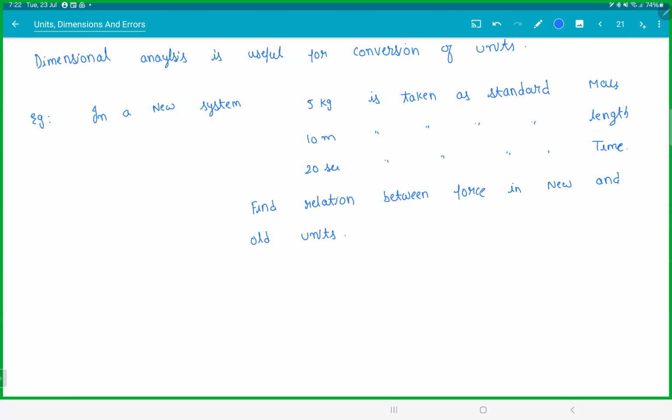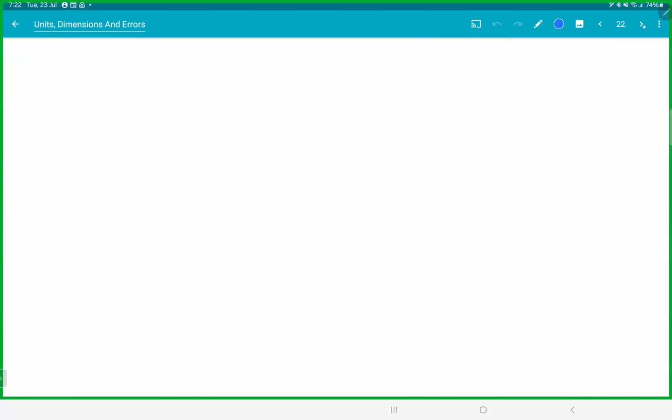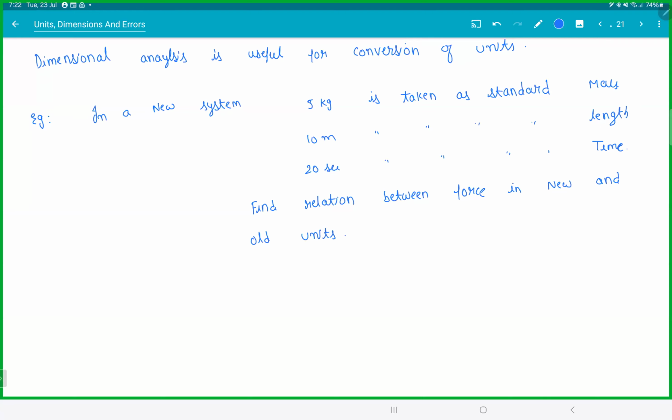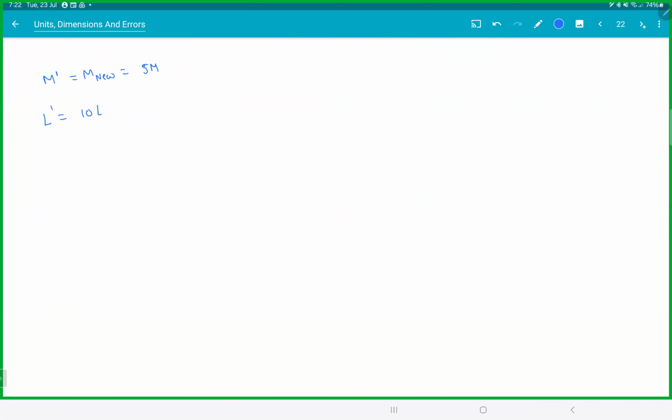Let me show you how to do this thing. So listen carefully. I'll show you one and I'll ask you one more. So in the new units, let's call this m dash, it is 5 times m, because you said 5 kgs is the standard for this. So this m dash is your new m. L dash, I took 10 meters, so 10L, and T dash is 20T. MLT is your regular units. M dash, L dash, T dash are your new units.